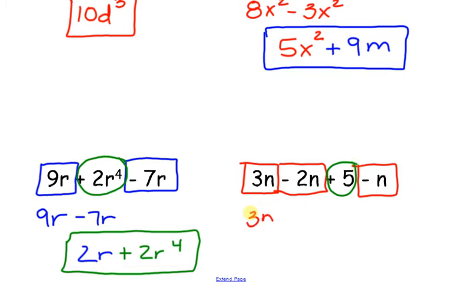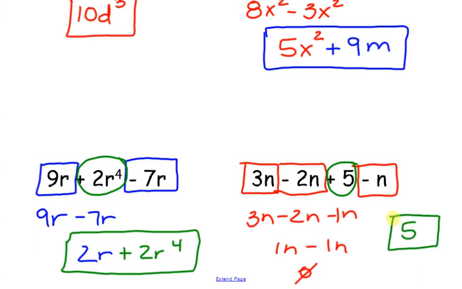So I have 3n minus 2n minus n. Well, what's that invisible number here? 1. 3 minus 2 is 1n minus 1n. 1 minus 1 is 0. So they cancel out and they go bye-bye. So all I'm left with as my answer is this 5 right here. And that is my answer because he cannot combine with anybody and all of the n's subtracted themselves out.